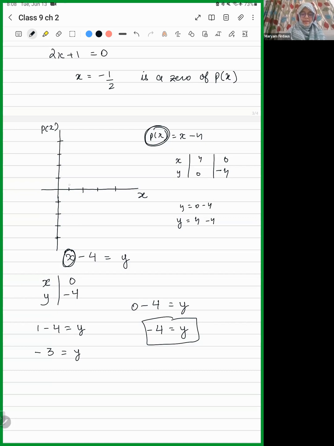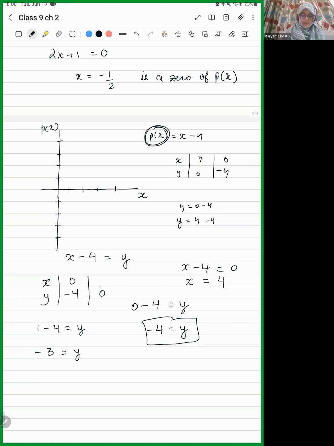And then we put y as 0. And then we see what will become the value of x. So if you have x minus 4 equals 0, what will x turn out to be? X will be 4, right? Yes, ma'am.